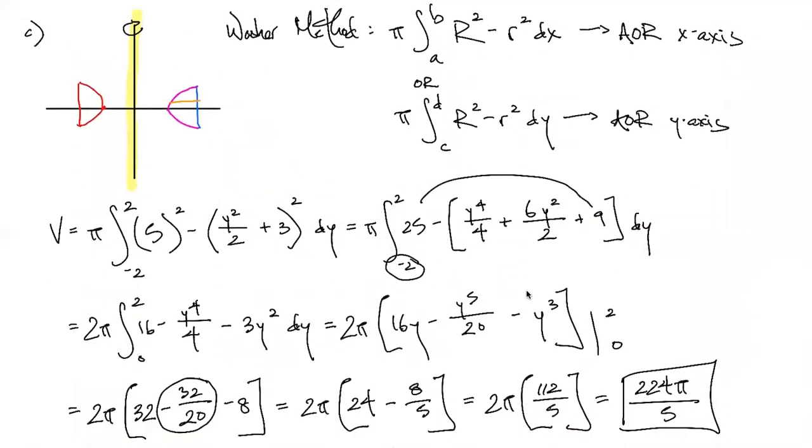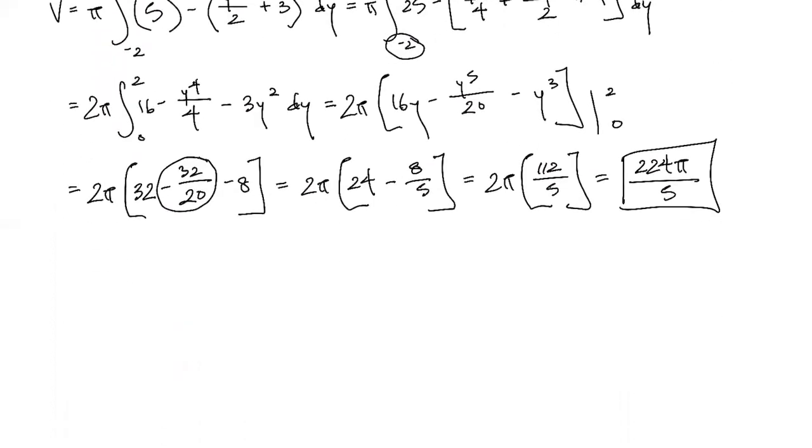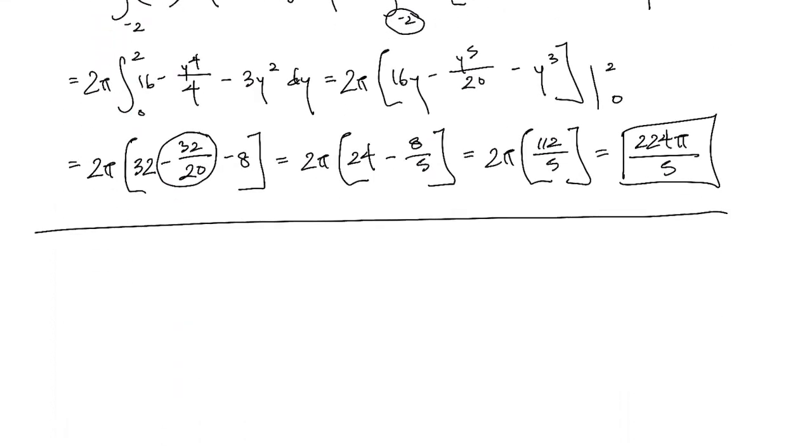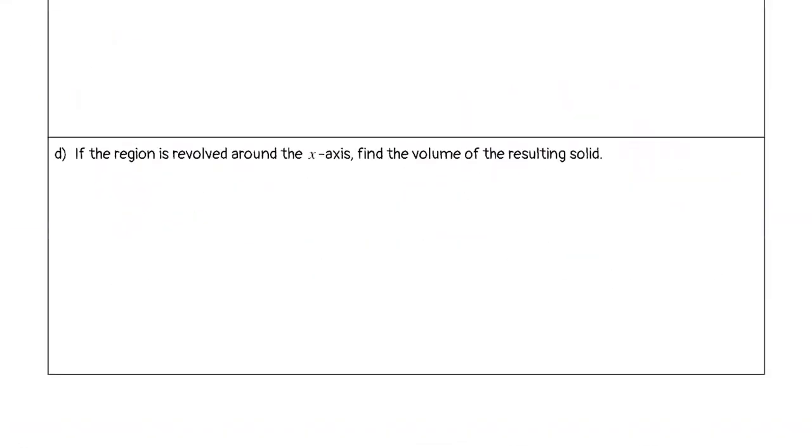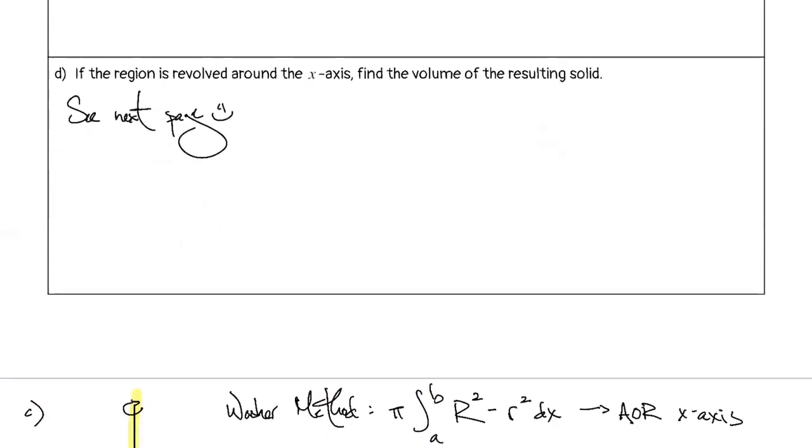We're going to go ahead and do part D here before we go on break. No, we don't need units for this unless it's in an application. All right, so part D. Part D says if the region is revolved around the x-axis, find the volume of the resulting solid. So we're going to take that same region, but we're going to revolve it around the x-axis this time.